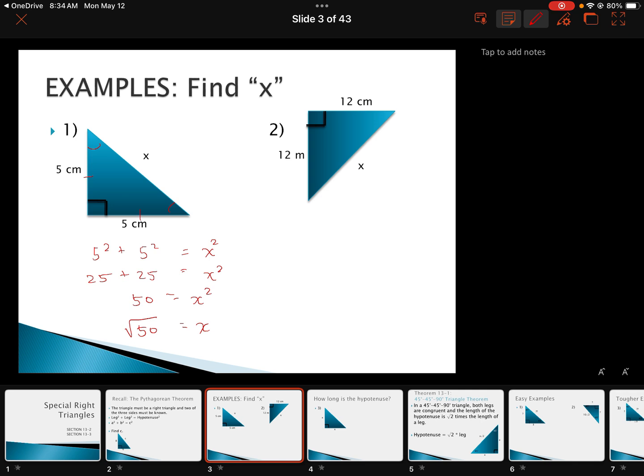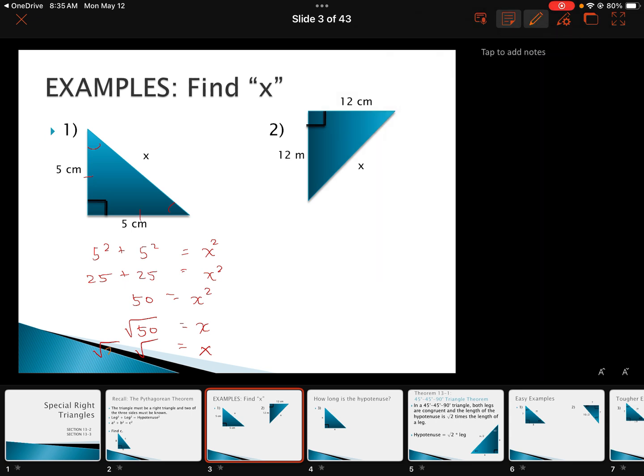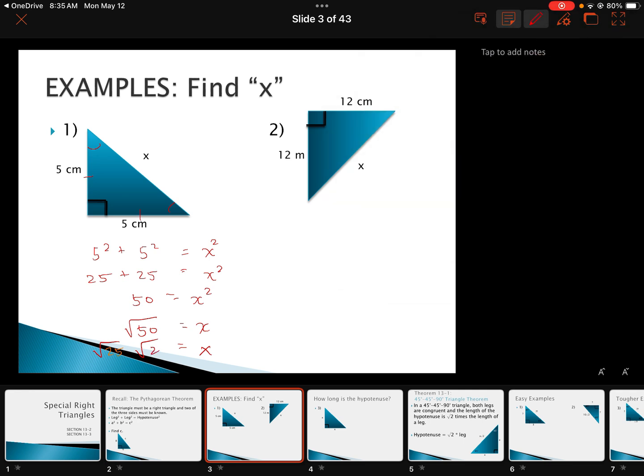Now, if you type that in your calculator, it's going to give you a decimal. It's going to be a little bit bigger than 7. We want an exact answer, though, that's simplified. So we need to work on this. What perfect square goes into 50? How about I just give you the answer? It's 25. Square root of 25 is 5. And the square root of 2 doesn't simplify.